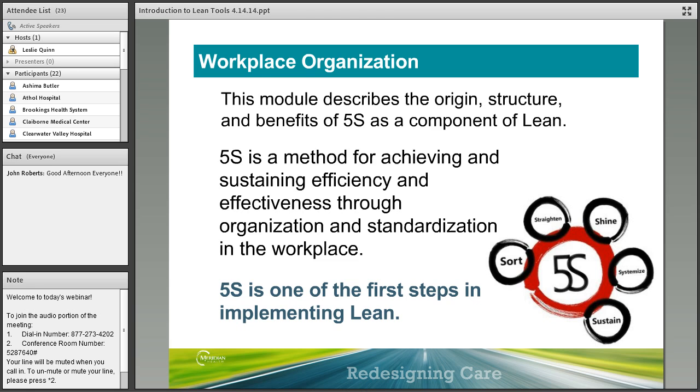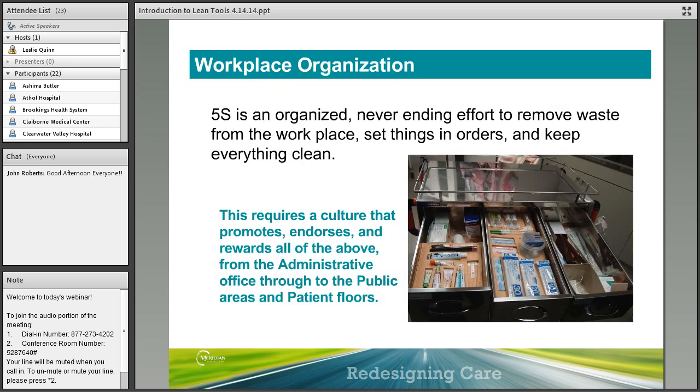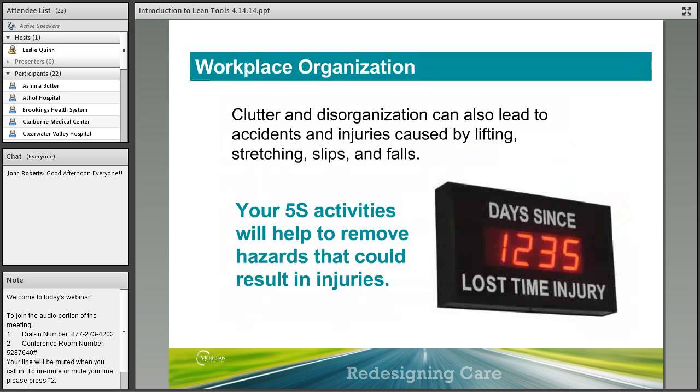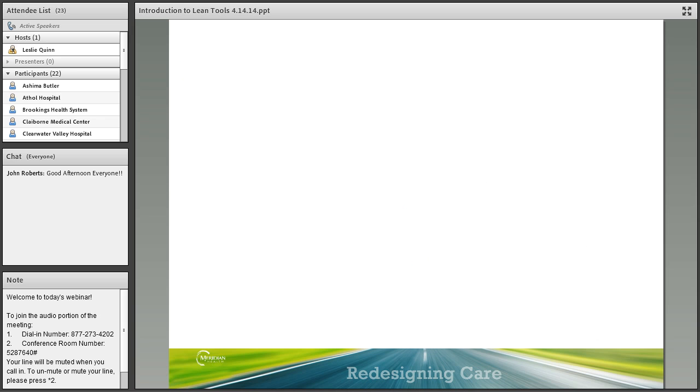Sometimes you'll see in healthcare a 6S. You might hear it referred to as 6S, and sometimes people add safety as the 6th S in the process of making sure that we're designing our work site and our workspaces with safety in mind.